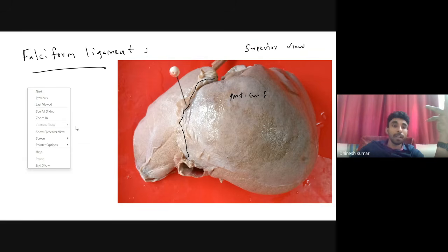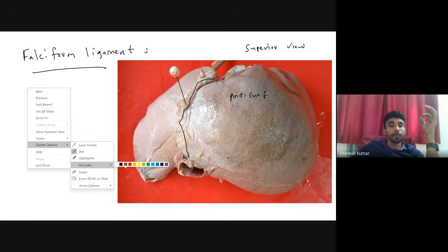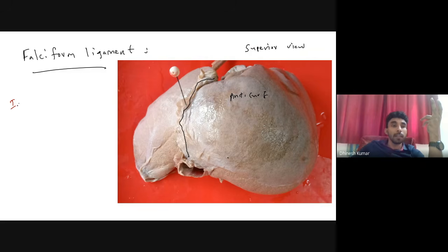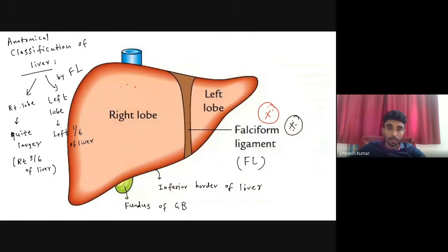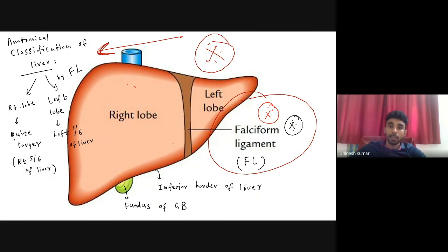The sub-question for the falciform ligament will be, what is the importance or significance? Another possible sub-question is, what is the content of the falciform ligament? I hope you know the importance of the falciform ligament. Yes, the falciform ligament helps us to divide the liver into anatomical right and left lobes. That is the point.